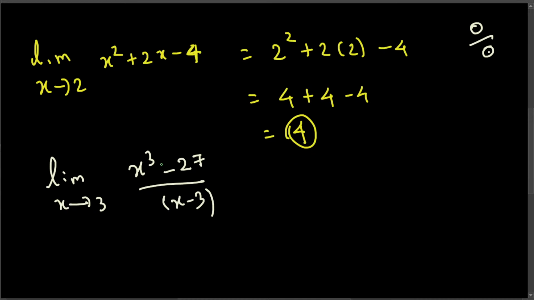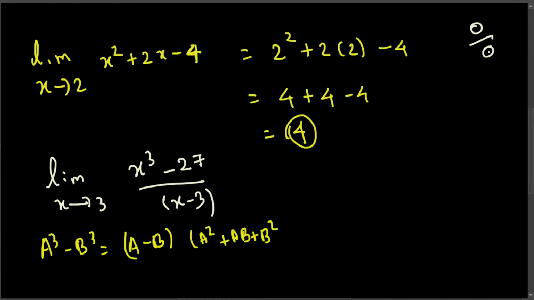Now you can see this is a difference of cubes. When we have a difference of cubes, the equation looks like this: a cube minus b cube can be expanded as a minus b times a square plus ab plus b square. So let's go ahead and expand this equation like that. We have to keep on writing limit as x approaches 3 until we substitute 3 for the x values. So I'm going to put limit x approaches 3, and then expand this one like this.